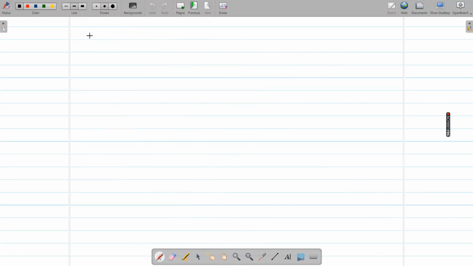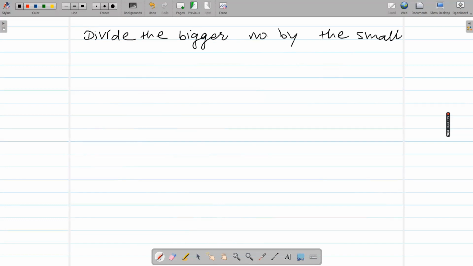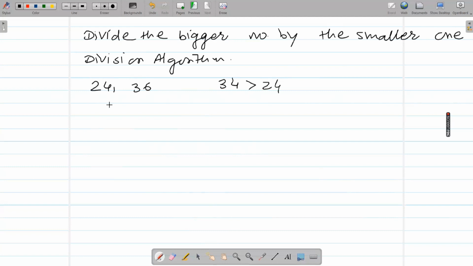So basically the Euclidean algorithm says that you divide the bigger number by the smaller. Here we are going to apply the division algorithm, that means dividing the bigger number by the smaller number. Between 24 and 36, 36 is bigger, right? So we will divide 36 by 24. So it is 24 into 1 plus 12.